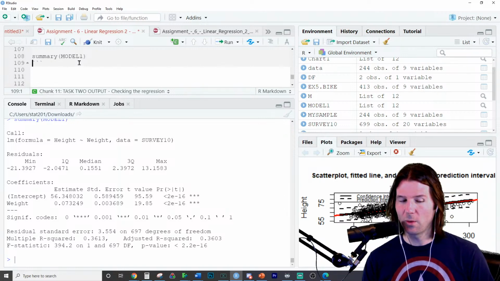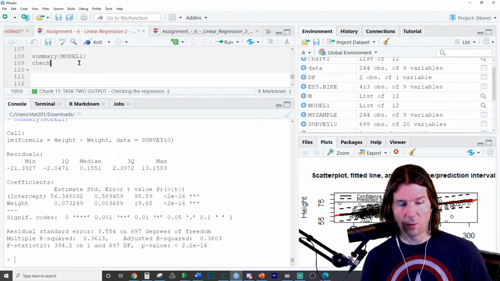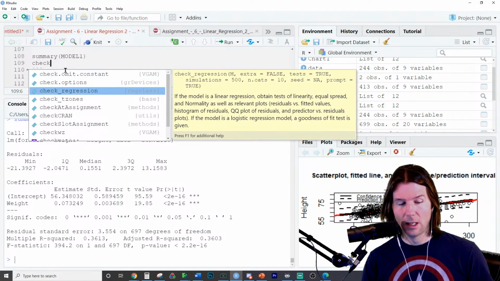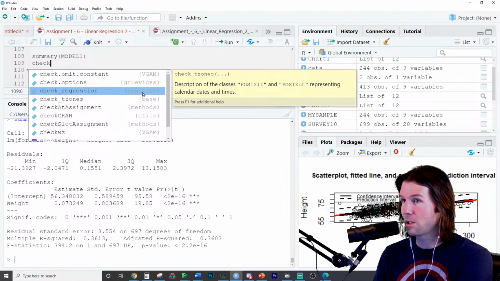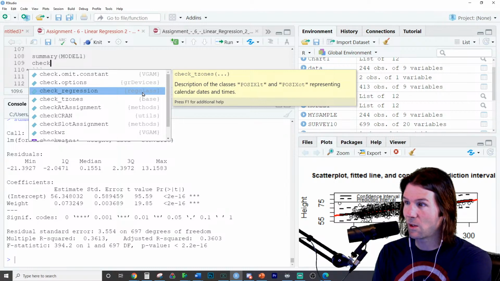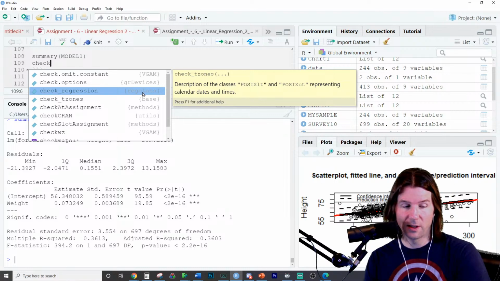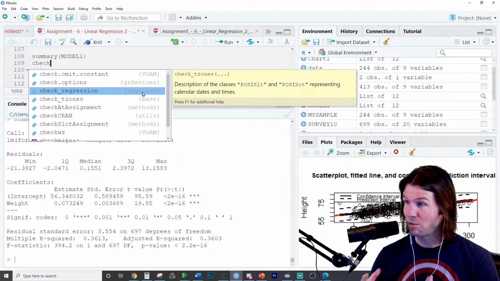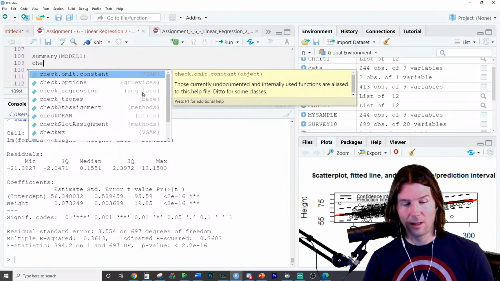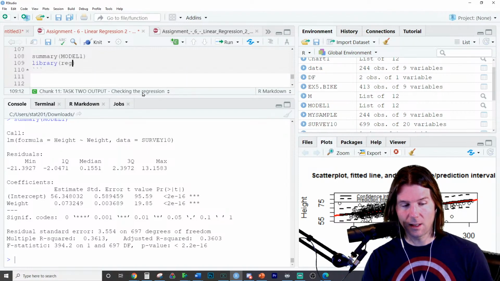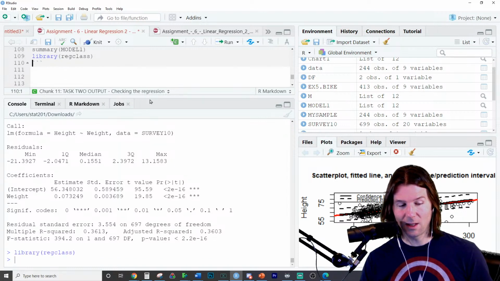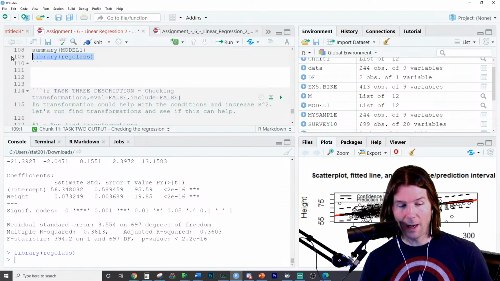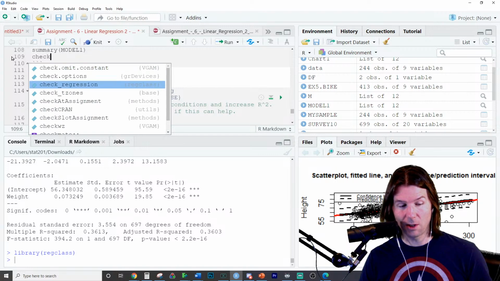Now, we don't have to do a summary on this one. What we're actually going to do is use a function Dr. Petrie created called check regression. And one thing I want to point out right here is that check regression is inside reg class. I know it's inside reg class because it says reg class there. If you type check regression and you don't see it, that means you have not started library reg class. So make sure you have library reg class going. That will give you access to the function check regression.